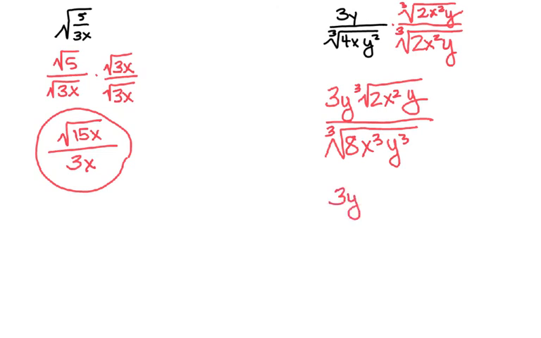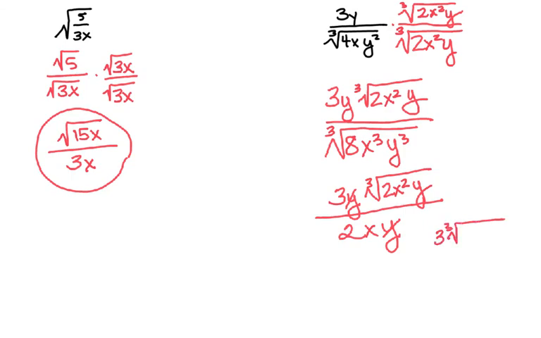So again, our numerator cannot change because there are no perfect cubes in here. And our denominator becomes cube root of 8 is 2. Cube root of x cubed is x. Cube root of y cubed is y. Now, we see that there's a y on top and a y on the bottom. So those can cancel each other out. Our final answer, I'm going to squeeze it in over here, is going to be 3 times the cube root of 2x squared y over 2x.